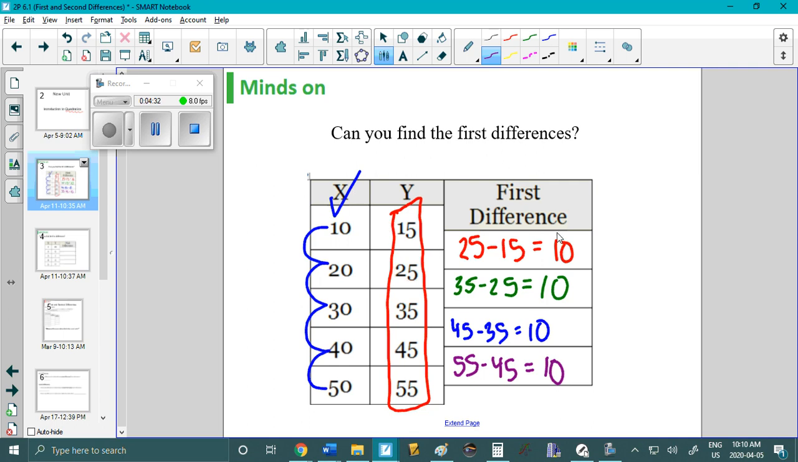If you don't, if these first differences are all 10, or all the same, it means that this is linear. It means it goes up by the same amount every single time. So it's kind of like a staircase where each stair goes up by the same amount. So this is linear. And that is review from grade 9.